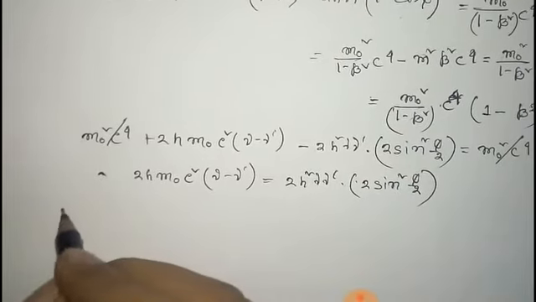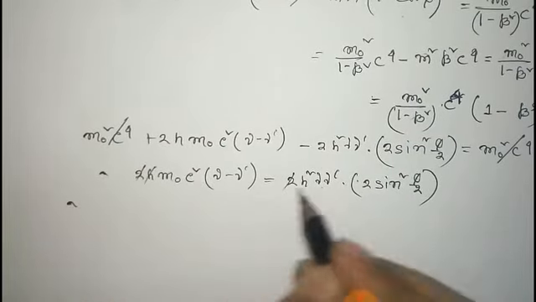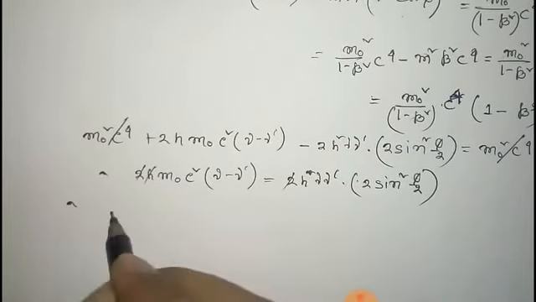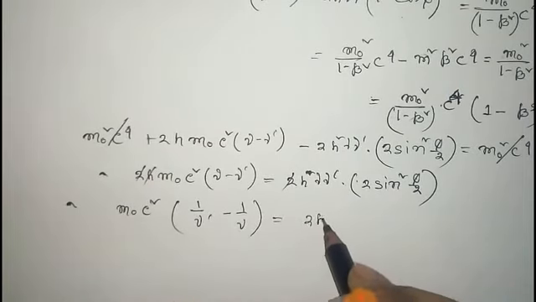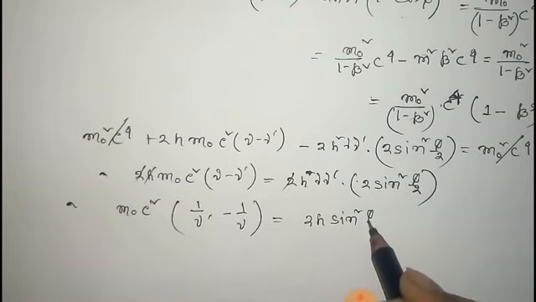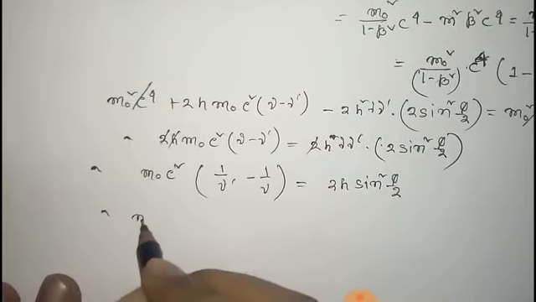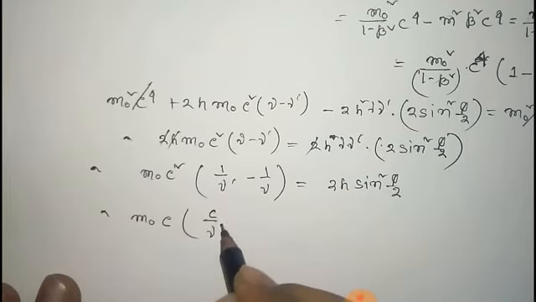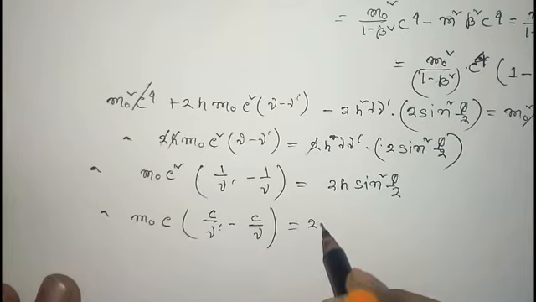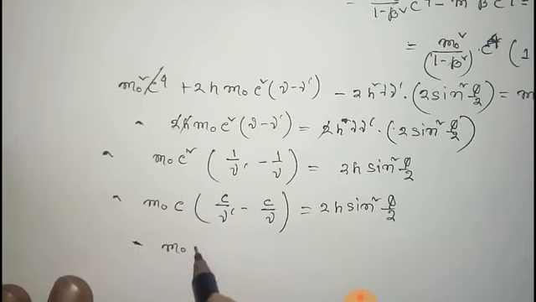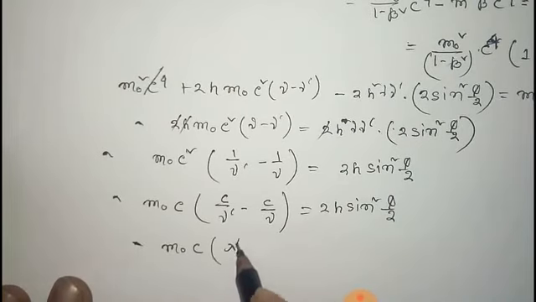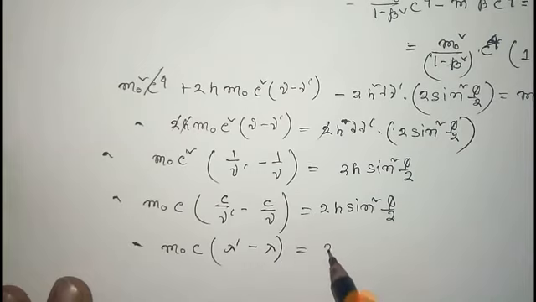Now these twos cancel out, and this h and this one cancel out, so m naught c square, and we divide by nu nu prime on both sides, so it will be 1 by nu prime minus 1 by nu, that is equal to 2h sin square phi by 2 by m naught c. We multiply by c, so it will be c by nu prime minus c by nu, that is equal to 2h sin square phi by 2 by m naught c. This term can be written as lambda prime because c by nu equals lambda, so that is lambda prime minus lambda, equal to 2h sin square phi by 2 by m naught c.